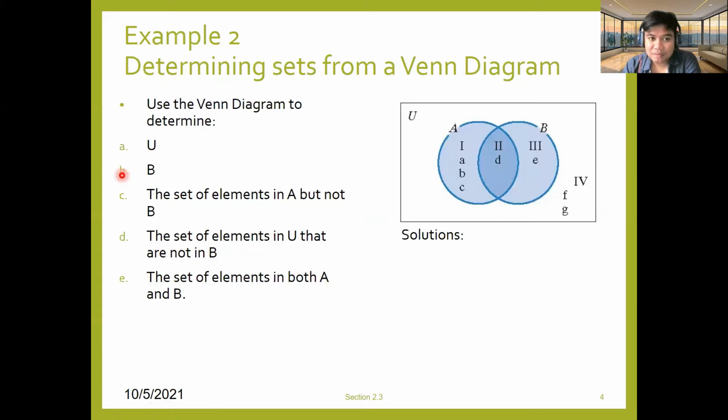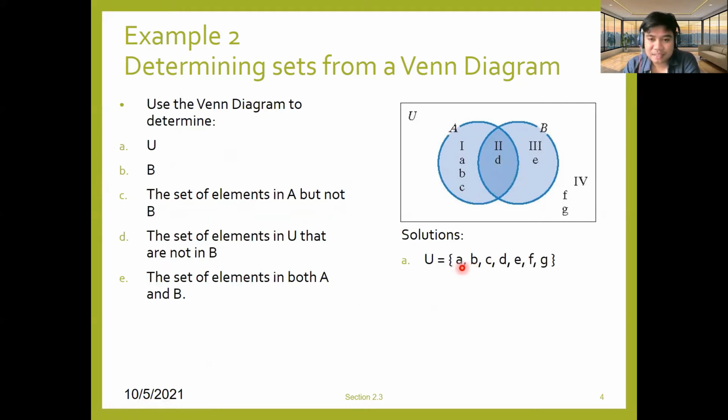Next, we have letter B, set B. Let us determine kung ano yung mga elements ni set B. So, ang elements ng set B natin is ito, itong buong circle ng B. So, we have yung number 2, we have D and E. Okay? So, next.